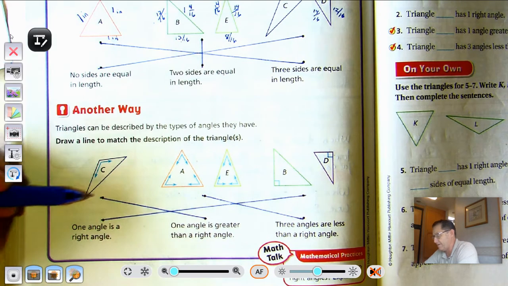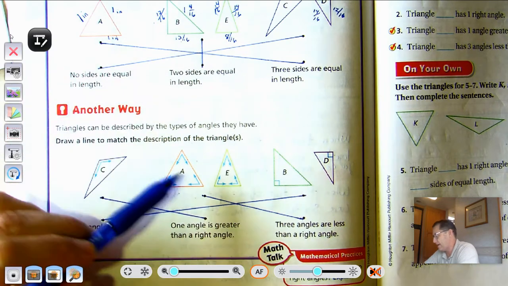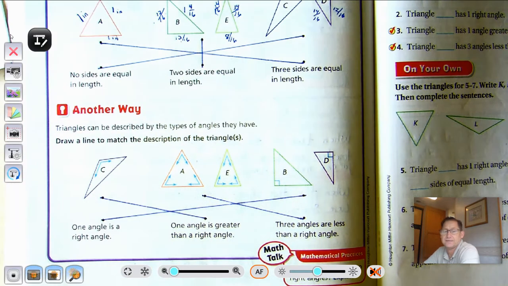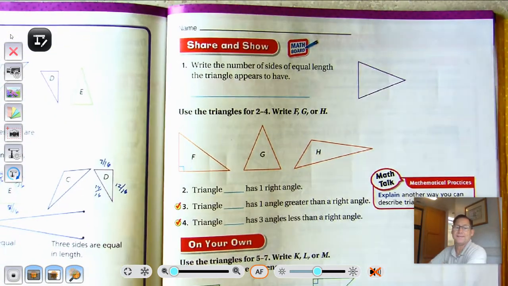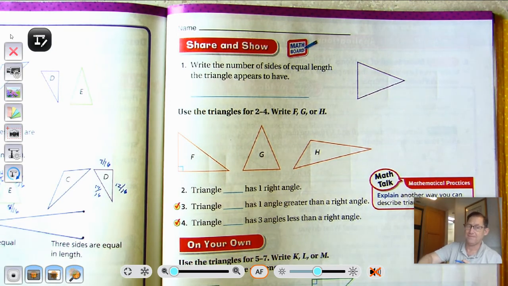We can also describe it if one of the angles is greater than a right angle. And then we have one that has all three of the angles less than a right angle. All right, so let's practice some of these. So there's two ways to describe them, either by sides or by angles. So number one, write the number of sides of equal length the triangle appears to have.